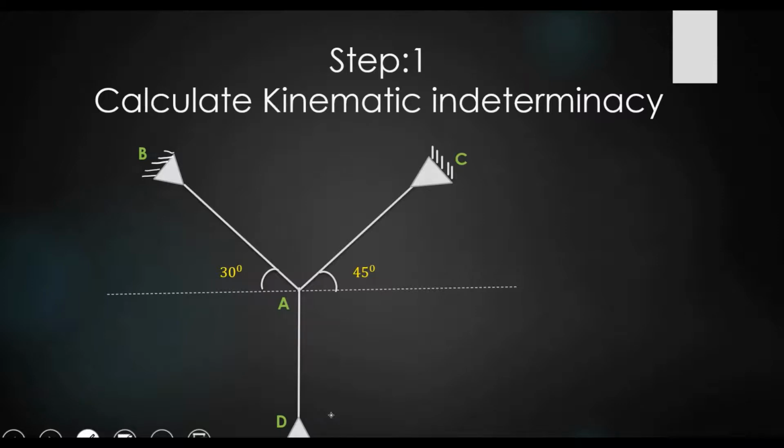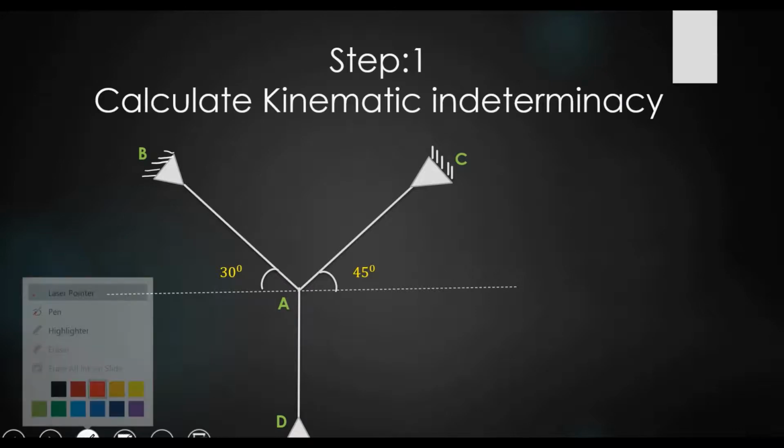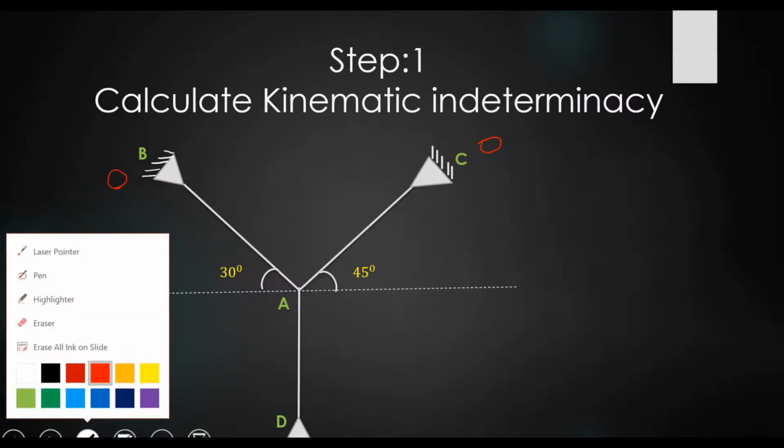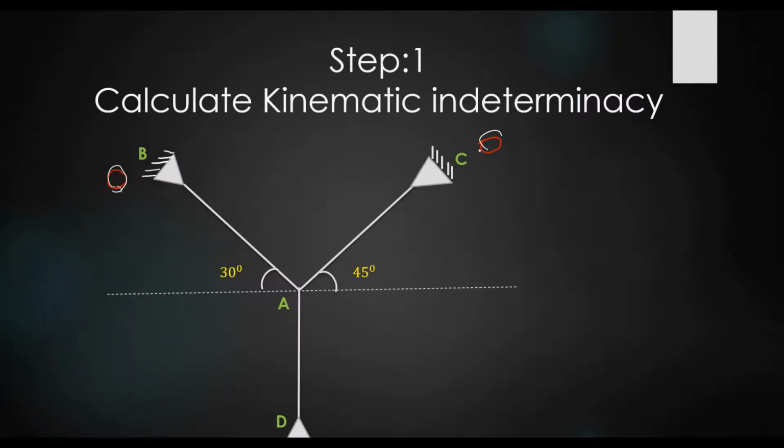First step is to calculate the kinematic indeterminacy, and we have done it, so it is easy, just find out the degrees of freedom in each support. We have 3 hinge supports, and we know for hinge support degree of freedom is 0. So we have 0 at each support, and we have a free joint, it will have a degree of freedom of 2. So the total degrees of freedom is 2. Okay, so degree of kinematic indeterminacy or degree of freedom of this structure is 2.